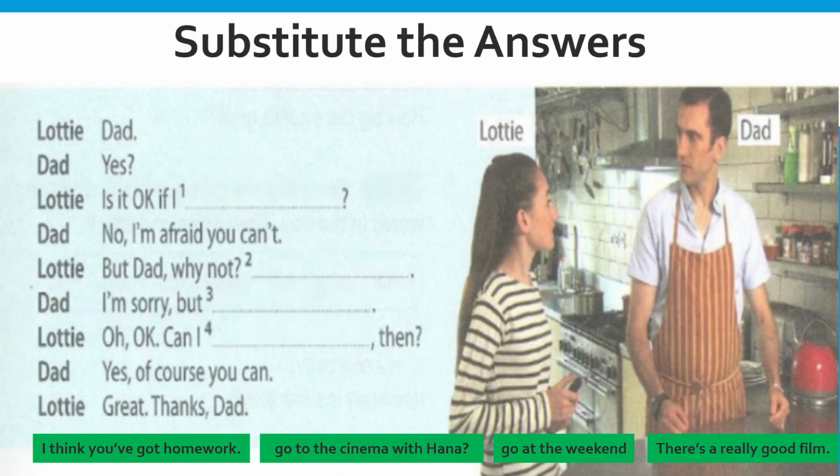Now, imagine that Lottie is not asking permission to watch TV anymore, but for other purposes. I also provided the choices of answer for you at the bottom here. You may think first and choose which is the correct answer that should be put in each gap here. So let's read through the dialogue again. "Dad, yes. Is it okay if I...?" Which one should be the answer?